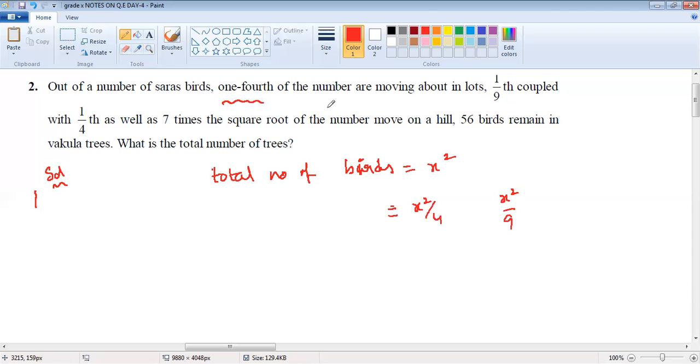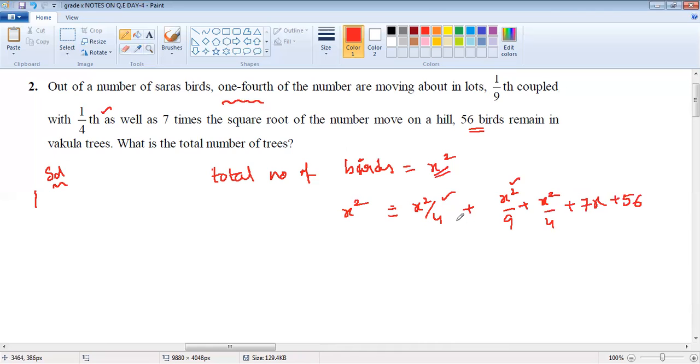One fourth, already x square by 4, coupled with x square by 9, coupled with what? 1 by 4. So again, this is coupled with x square by 4. Then 7 times the square root of the number. 7 times the square root means 7x, right? Then how many left? 56, right? Then the total is equal to the number of birds, x square, right?